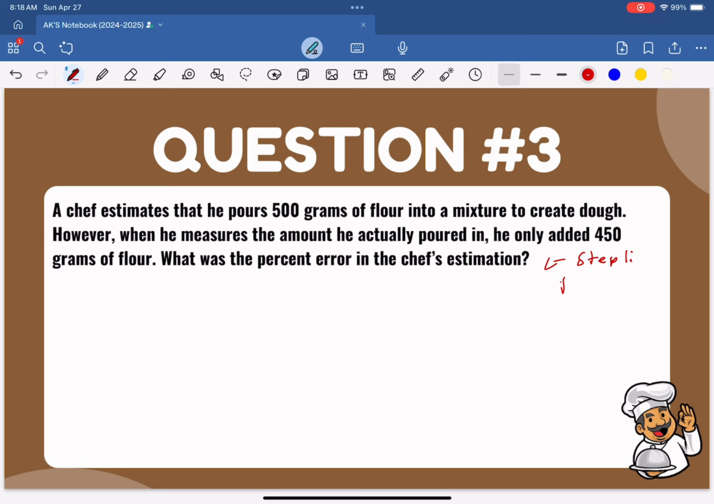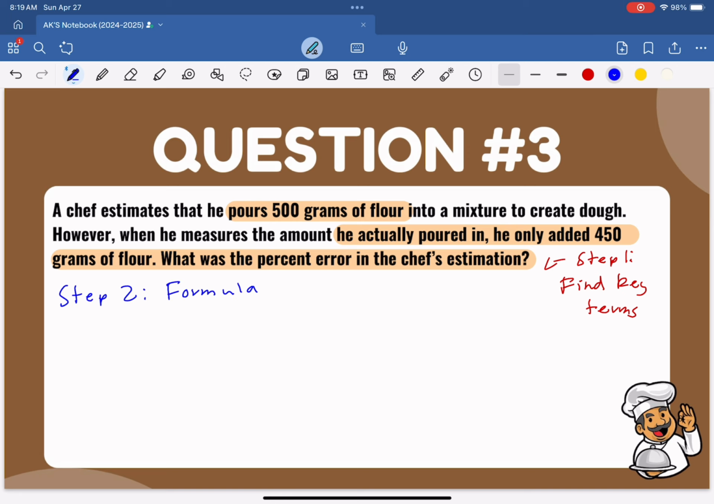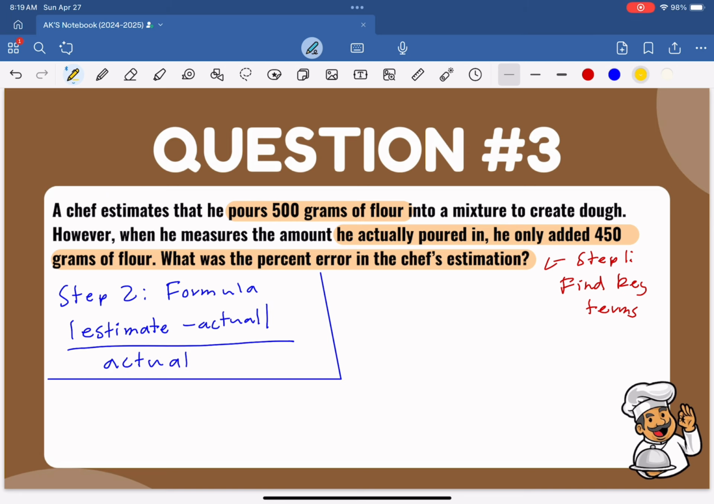Step 1. Find key terms and information we can use from the question. We see that his estimate was 500 grams, but the real amount was only 450 grams, and it is asking for the percent error in the estimation. So step 2. To solve this question, we have to recall the formula for percent error, which is the absolute value of the estimate minus the real value divided by the real value.